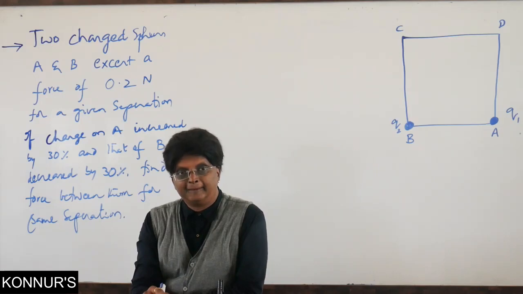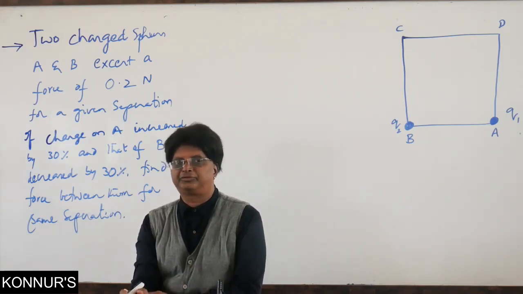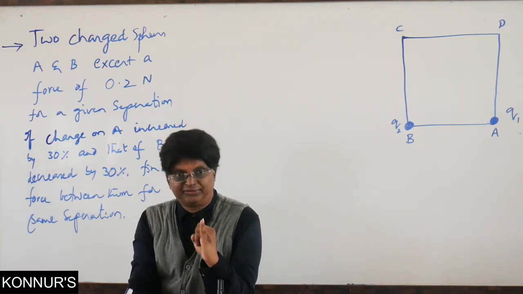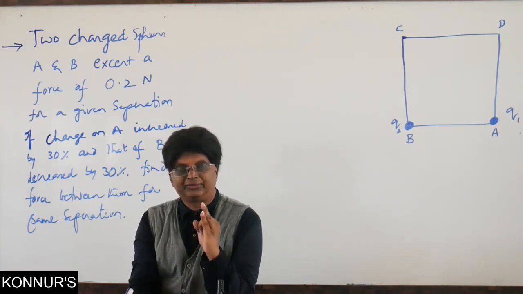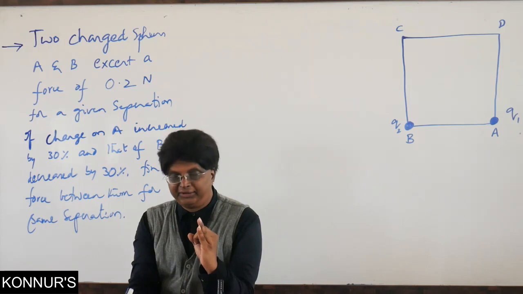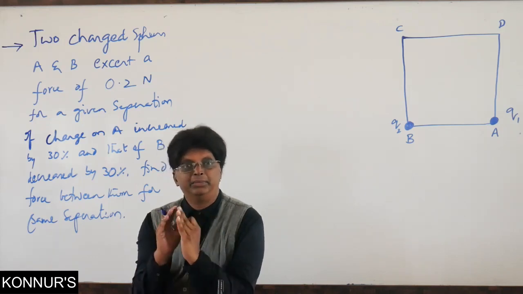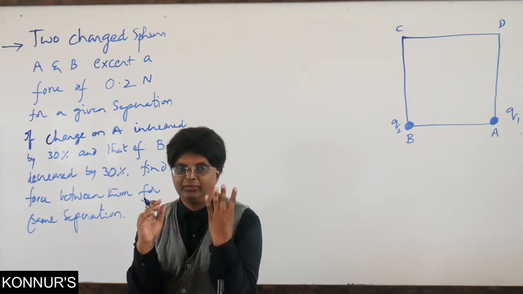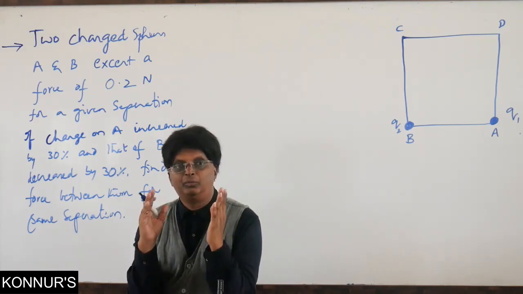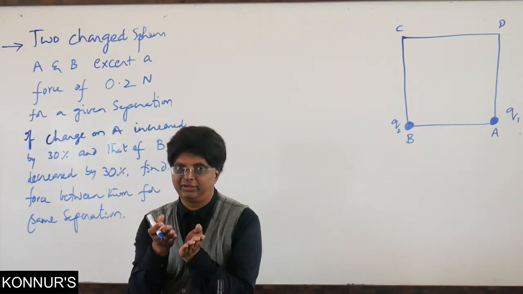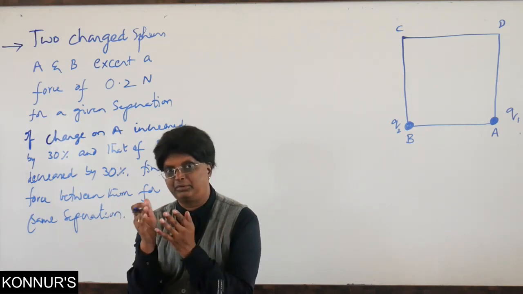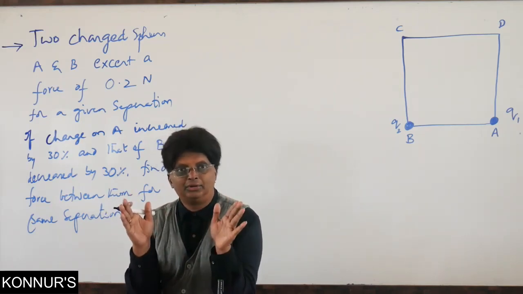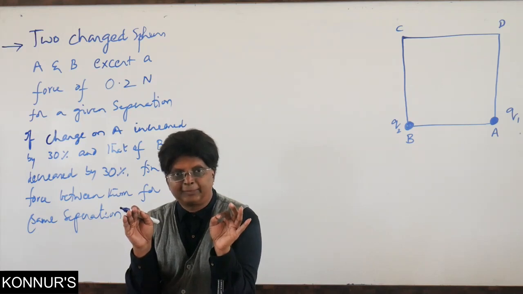Let us see. As I have told you, for the Coulomb force, what are the different parameters you have? You have charges Q1, Q2. Second is the distance between them. Third is the medium in which the charges are placed. And the fourth one is force. There are four parameters. Which of them is changing, which of them are given or known, which of them are unknown. This is how we understand a question.